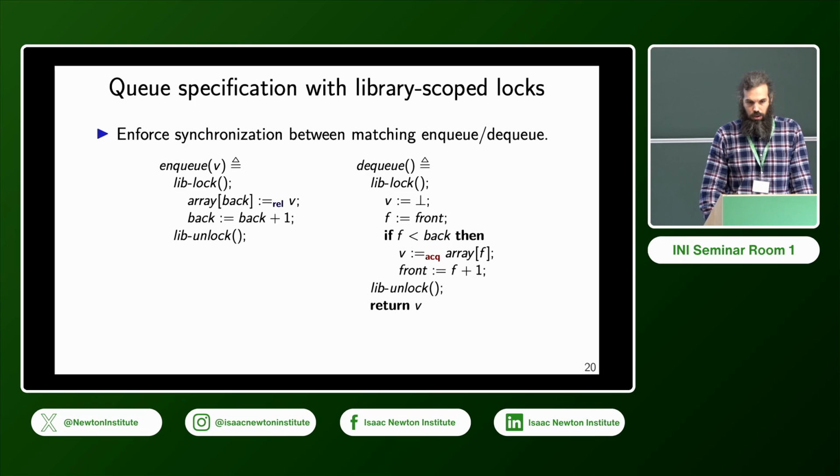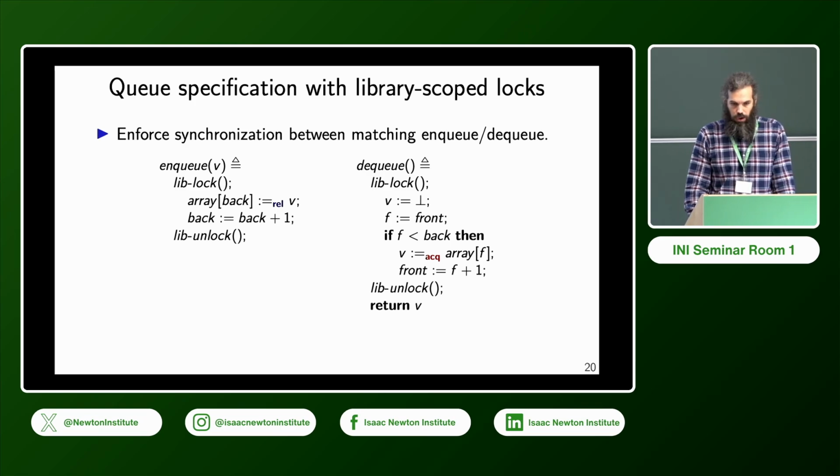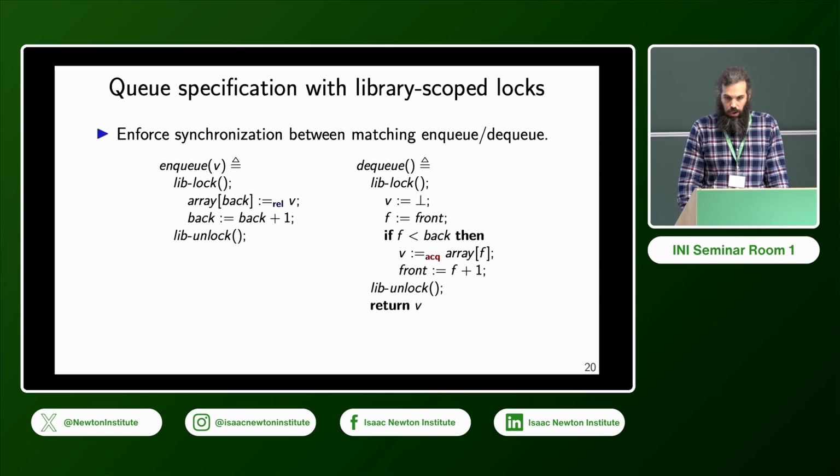Yes? Why isn't that already implied by the library lock? Why do you need to say that on top? So the library lock, in essence, is the idea that these are sort of exported to the rest of the program? Yes, okay. Exactly. So yes, indeed, the release-acquire ones are, but the library lock ones are not.